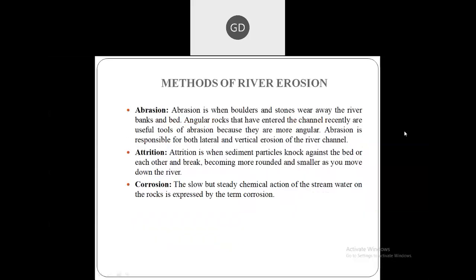Abrasion is a very principal method of stream erosion, and it involves the wearing away of the bedrocks and rocks along the banks of a river by the running water, with the help of some sand grains, pebbles and gravels. And these particles are carried by the water as its load.